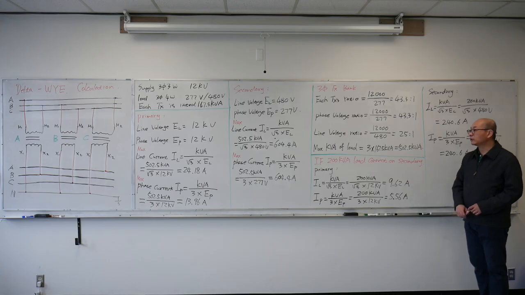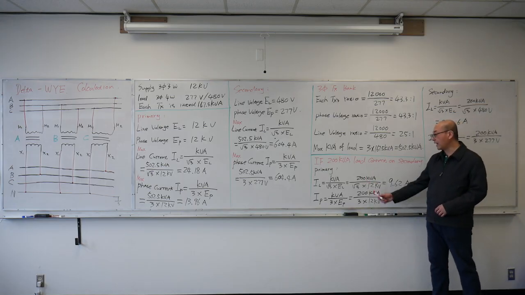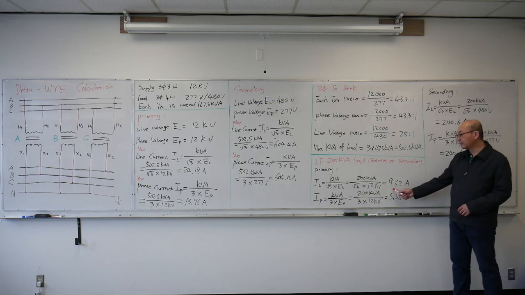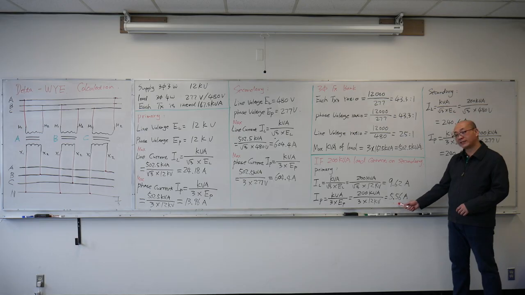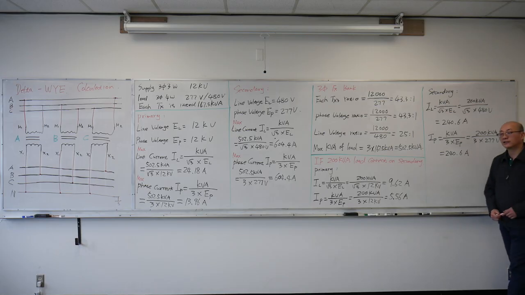Now, let's calculate if 200 kVA load is put on this transformer on the secondary. We're using the total kVA, do the calculation for primary side. The line current is going to be 9.62 amps. The phase current is going to be 5.56 amps. It's delta connected primary side, so these two currents are going to be different, but the two voltages will be the same. Secondary side, line current 240.6 amps, phase current 240.6 amps. Because secondary is Y connected, phase current and line current are the same.